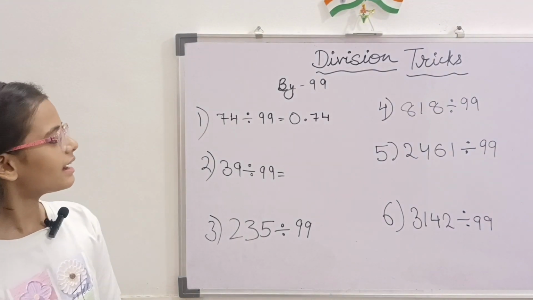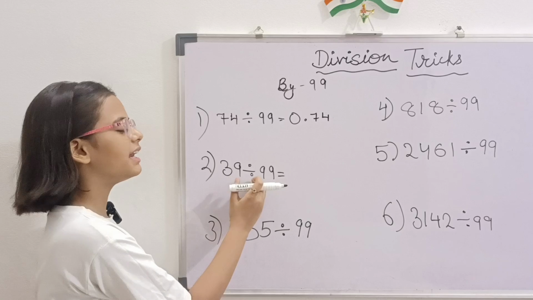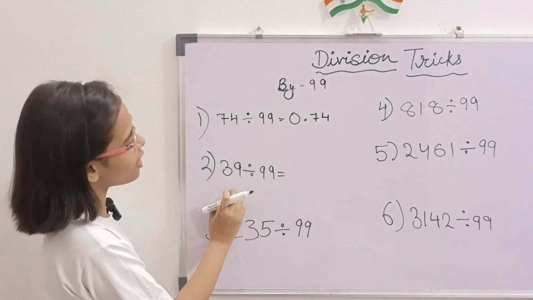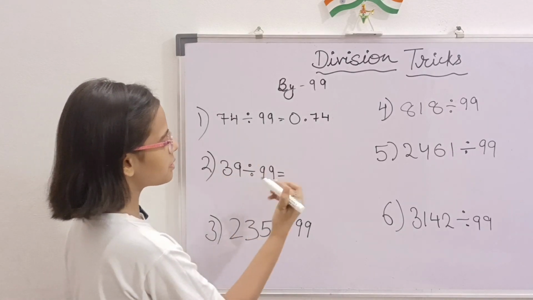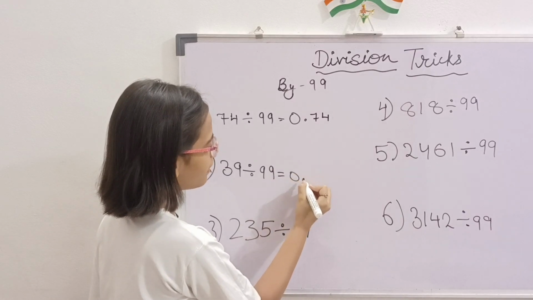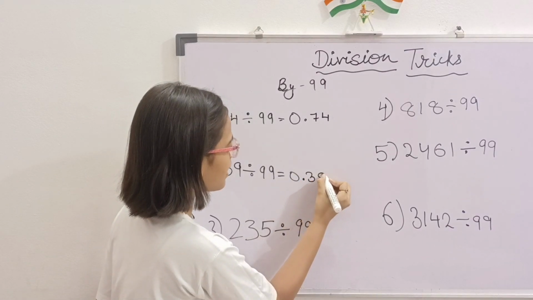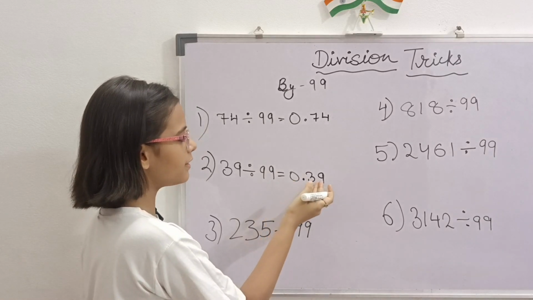Our second number is 39 divided by 99. 39 is also smaller than 99, so we have to add a decimal before 39. And this is our answer: 0.39.